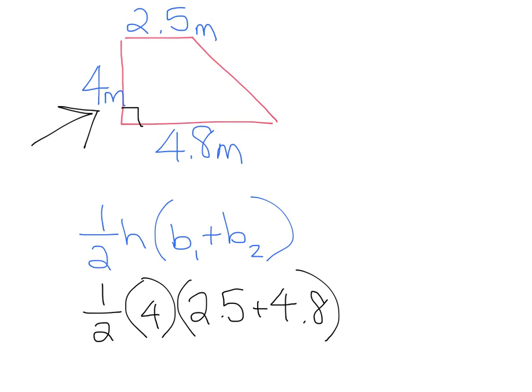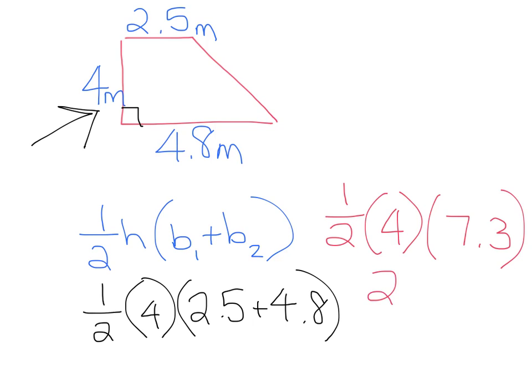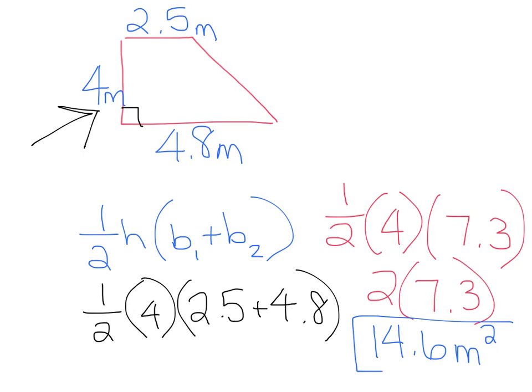So we first want to add what's in the parentheses together. So we get 4.8 plus 2.5, and we get 7.3. So 1/2 of 4 times 7.3. Half of 4 is 2 times 7.3. We get 14.6, and it's meters squared. Remember that the units for area is always squared.